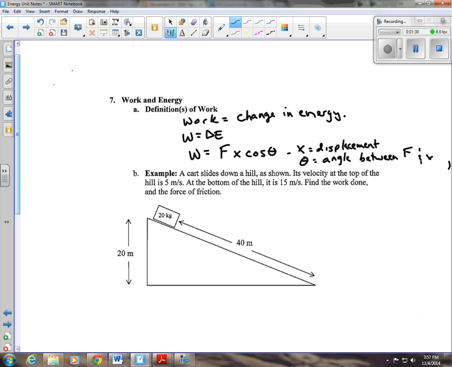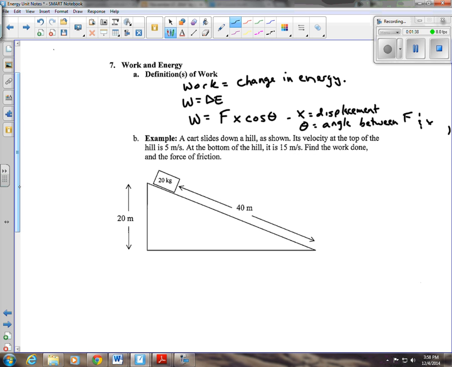But every once in a while we have a problem where the force is not in the same direction and you have to know that you have to take that angle into account. And there will be an example of that coming up. So, we have an example here. The cart slides down a hill as shown. You get the velocity at the top of the hill is 5. We have the velocity at the bottom of the hill is 15. You're given the problem. And we want to find the work done and the force of friction.